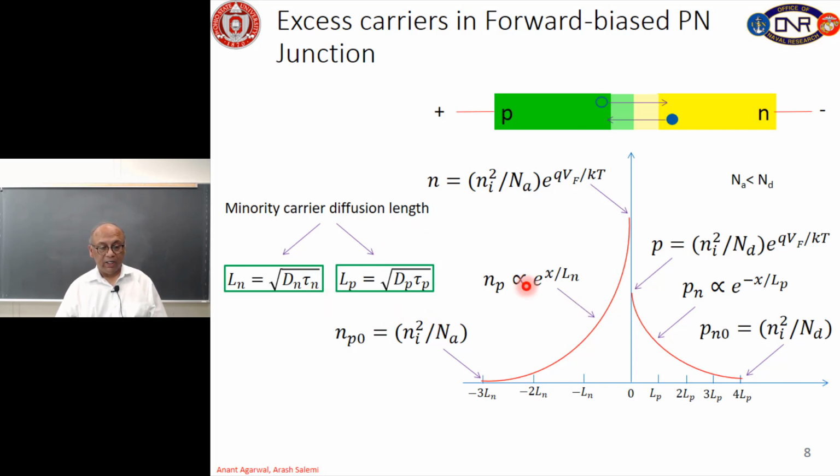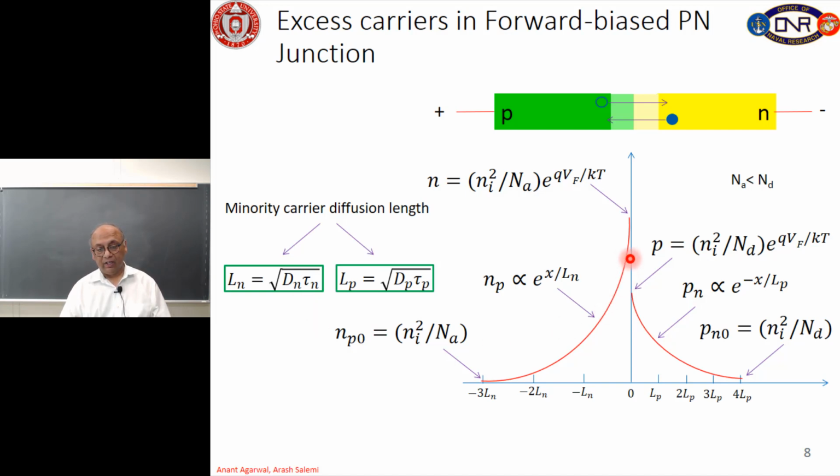So, we define two lengths, these are called the diffusion length of minority carriers. For the N side it will be diffusion of holes. This is called the diffusion length for p type, that is holes, equal to the square root of the diffusion coefficient times the lifetime. And similarly, for the left side, electron diffusion length is equal to a similar expression.